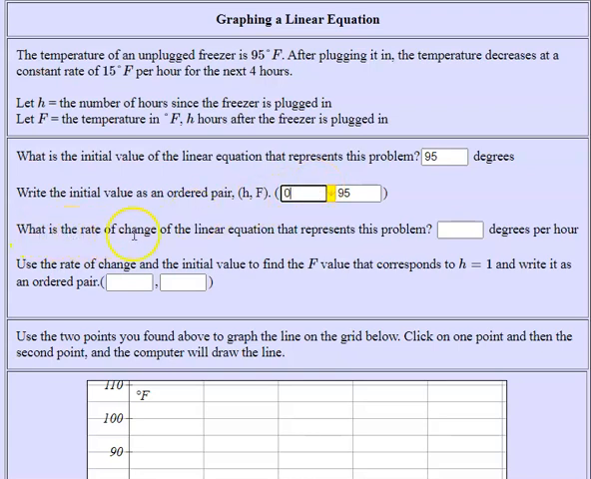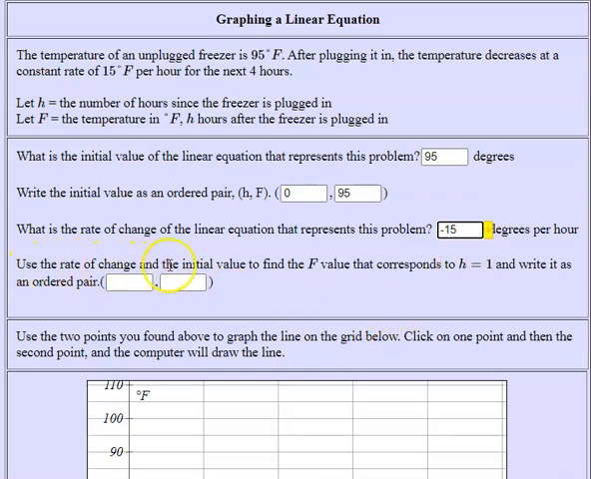Next, we're asked, what is the rate of change of the linear equation that represents this problem? So we're told in the second sentence that the temperature decreases at a constant rate of 15 degrees Fahrenheit per hour. So since it's a constant rate, we know it's a linear function, or equation, and it also says so up here. That's another way we know, okay? And we know the change is 15 degrees Fahrenheit per hour. And then notice this says decreases. So if it's going to decrease, that's going to be a negative value. So negative 15 degrees per hour.